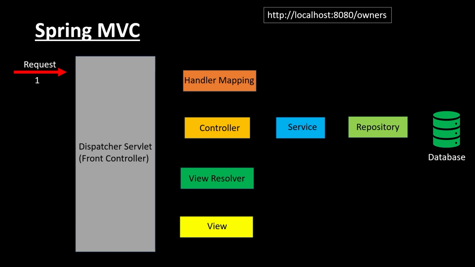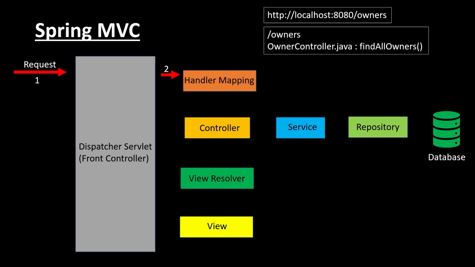Now why do we call it an endpoint? Because this is a point which is coming at the end. So hence we call it an endpoint. So it will only pick /owners out of this and send it to the handler mapping. Now handler mapping does an important job. It will try to identify which controller and which particular method can handle this particular kind of endpoint. So here it will identify that there is a class owner controller in which we have a method findAllOwners, and that can serve this kind of request.